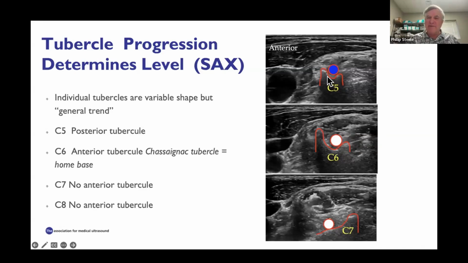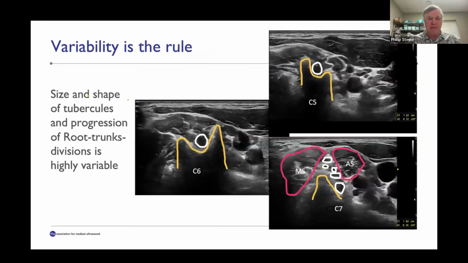And then C5 is highly variable. The most common presentation is an enlargement of the posterior tubercle, but I use this image just to illustrate the fact that it's highly variable. And so C6 is home base for me. I find Chassaignac's tubercle, and then I'll scan up to 5, down to 6, down to 7, back up to 6, up to 5. And I'll do a few laps in here to get an understanding of what I'm actually looking at. This is another example of variability.